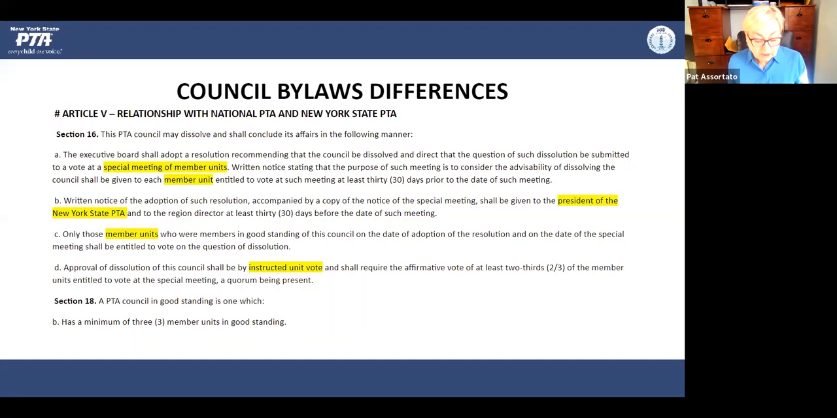Section 18B includes the requirement of a minimum of 3 member units in good standing for the council to be in good standing. So the unit status does matter. If there are less than 3 member units that are in good standing, you're jeopardizing the council being dissolved. So it's very important to keep everybody's status in good standing.